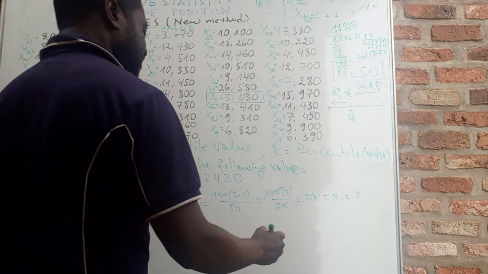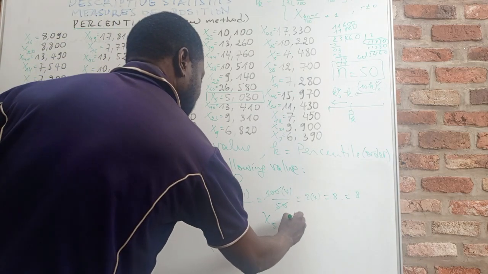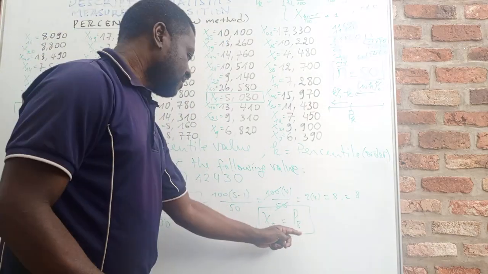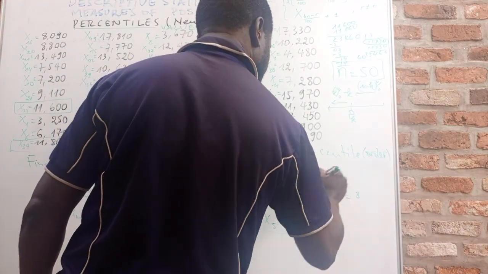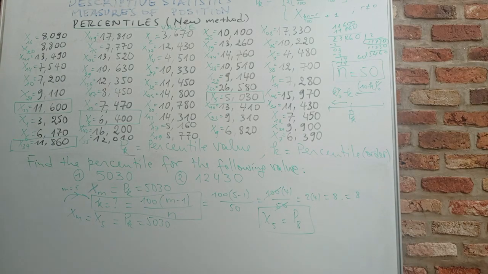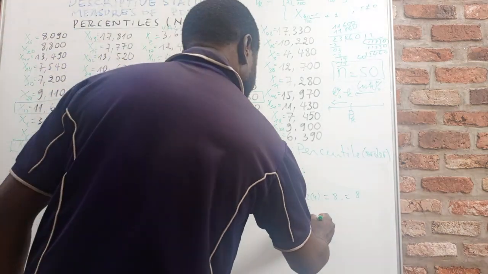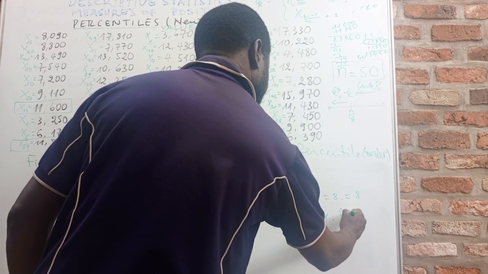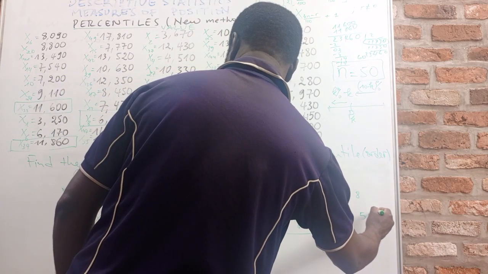So what we have here means that x5 is P8. It is the percentile value when the percentile is 8. So this is k equal to 8, and the corresponding number means that P8, the percentile of order 8, is equal to 5030.